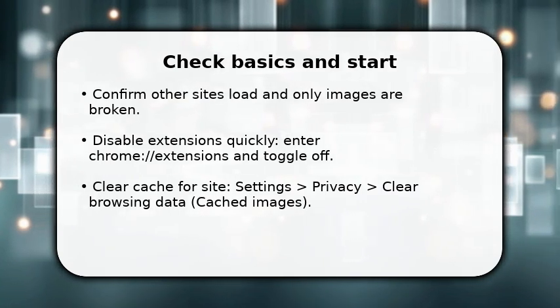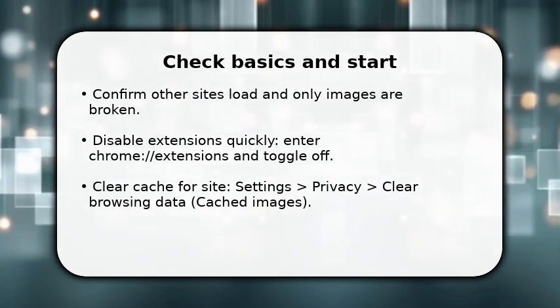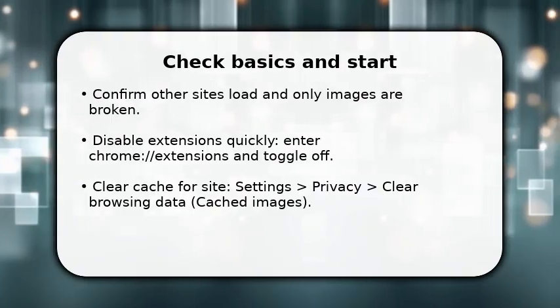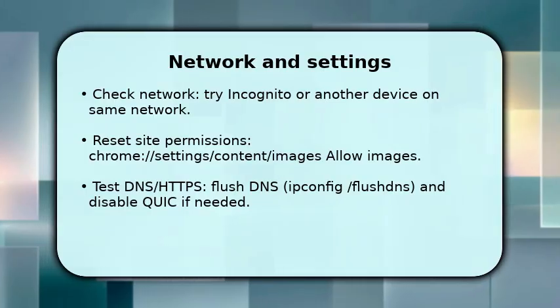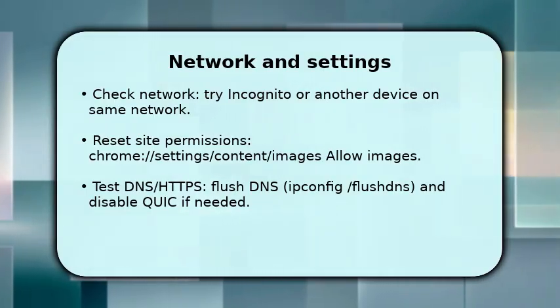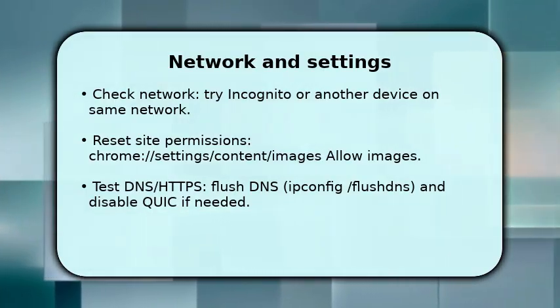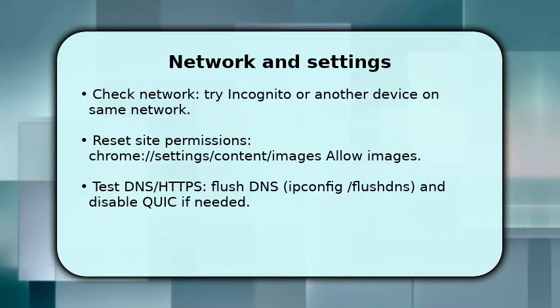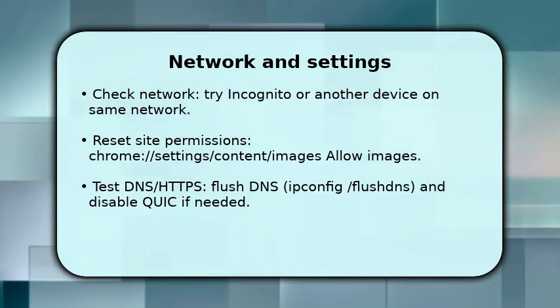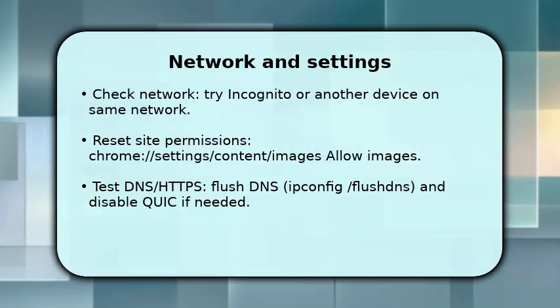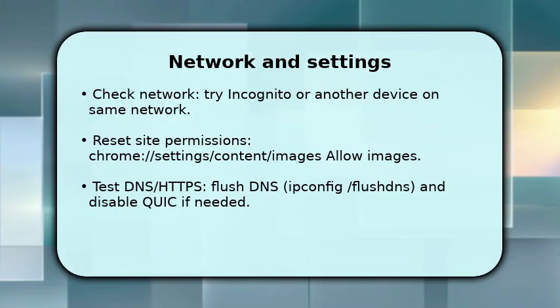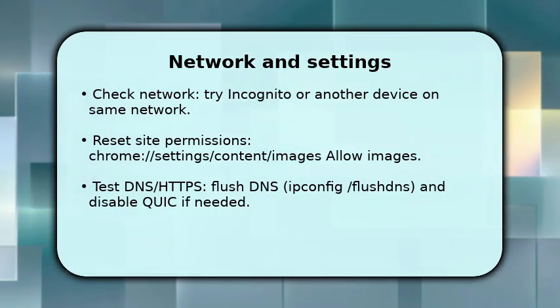Next, you test network and Chrome settings to isolate the middle causes. Try incognito to bypass profile issues, and test another device to spot network-level blocks. Then reset image permissions under site settings so Chrome explicitly allows images. This fixes accidental denies. If images still fail, flush your DNS and consider temporarily disabling experimental protocols like QUIC. These can interfere with content negotiation.